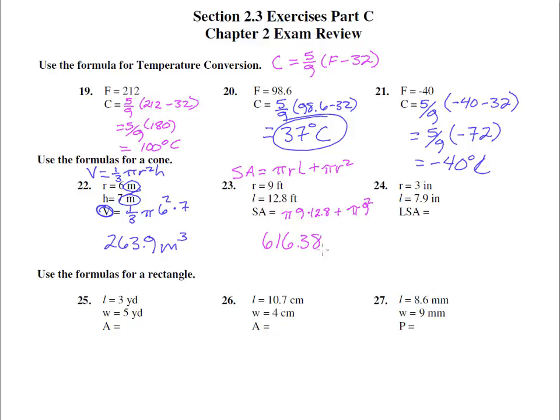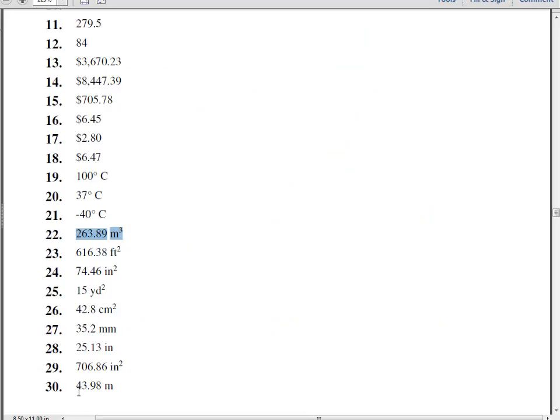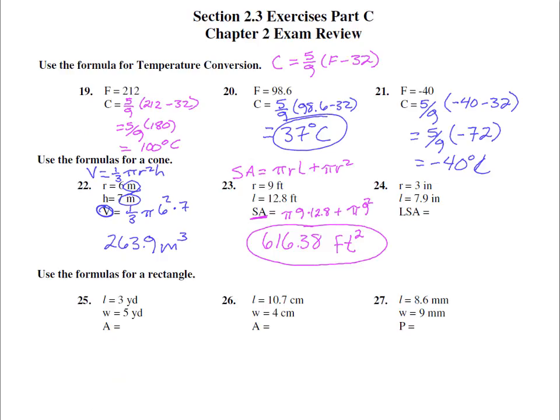616.38. Now, is this going to be in feet, feet cubed, or feet squared? We can tell right here because it's an area, it is a two-dimensional object. We can also tell that we took feet times feet and got feet squared, plus feet squared is feet squared. So let's double check our answer. 616.38 feet squared. And if you chose to round at one decimal place at 616.4, that's okay.